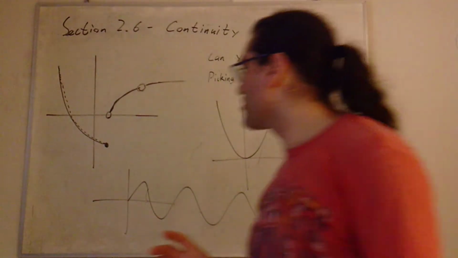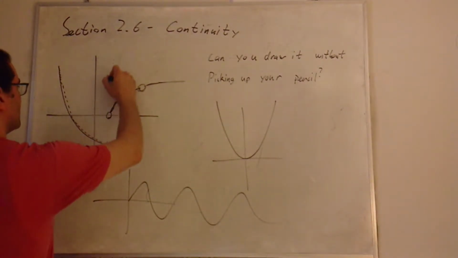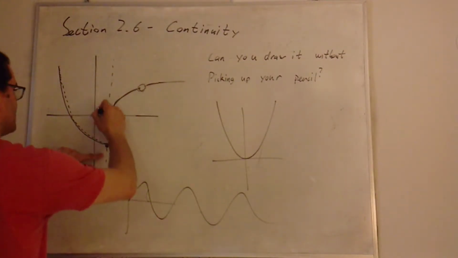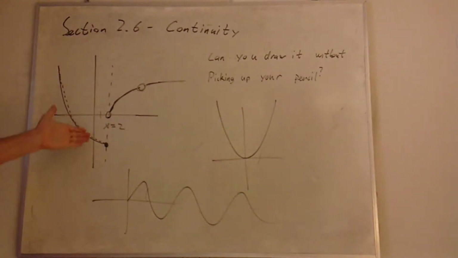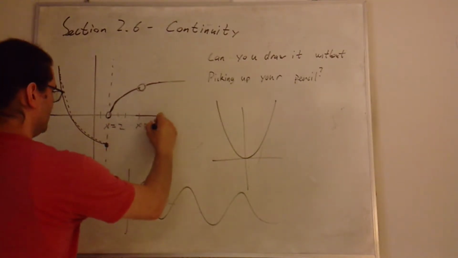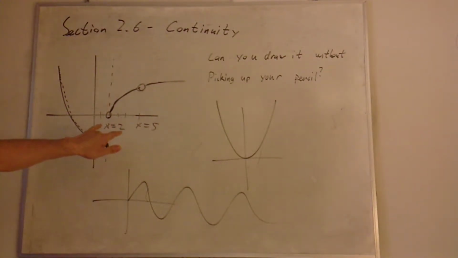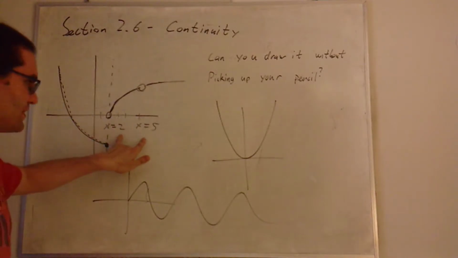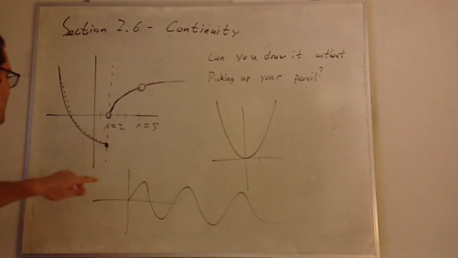So this is discontinuous at this point. We'll say that this is x equals 2. This function is discontinuous at x equals 2 and at x equals 5. These are the 2 points of discontinuity. And there are different kinds of discontinuity, and we're going to talk about that later. But this is discontinuous at 2 and at 5.